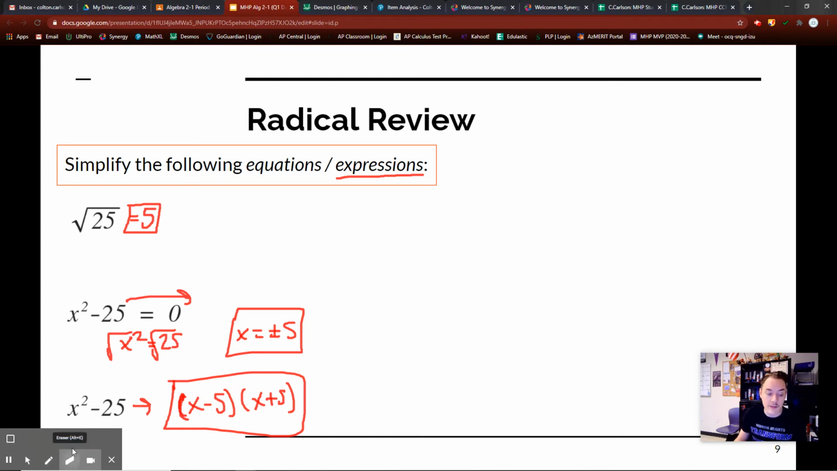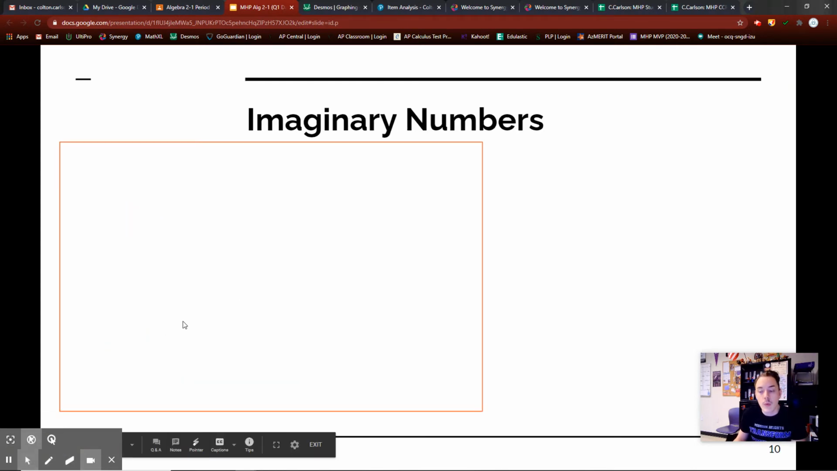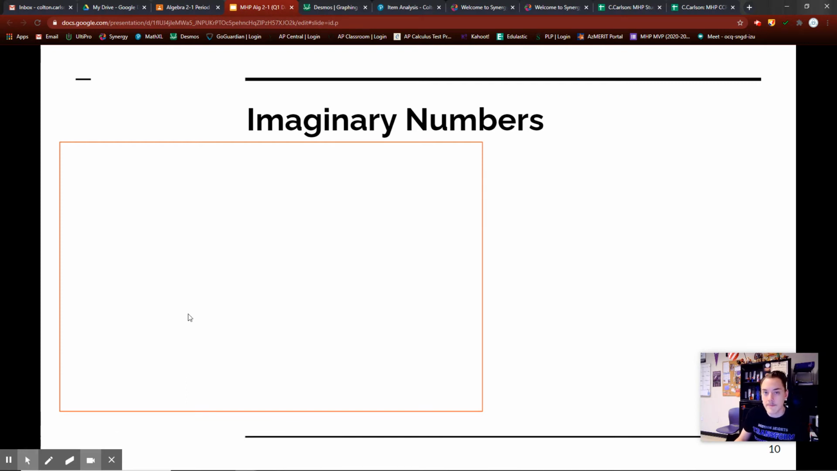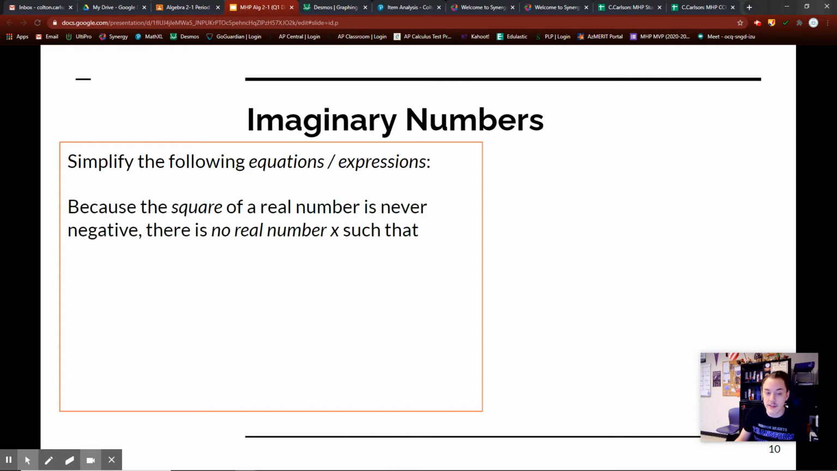Now, what if I have something different? I'm going to show you what that difference is. I'm going to actually show you why I have this. So pay very close attention. I'm going to simplify the following expressions. I do want to simplify the following expressions. I'm going to put them right here.